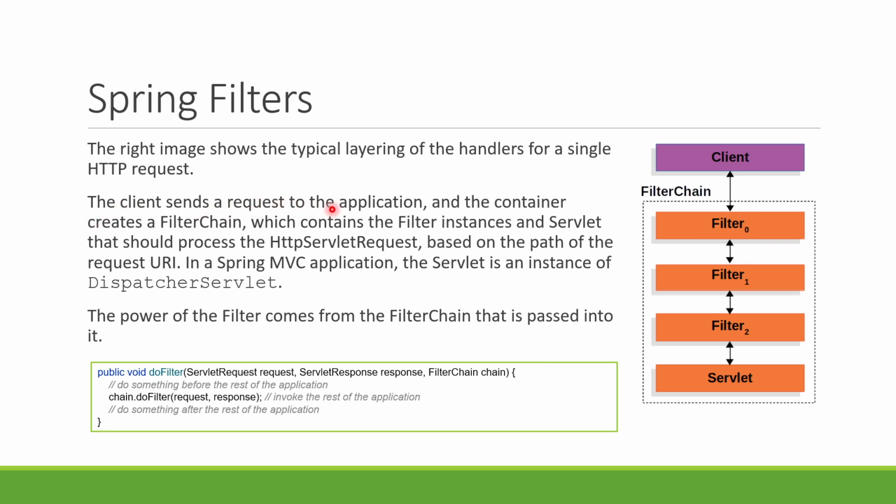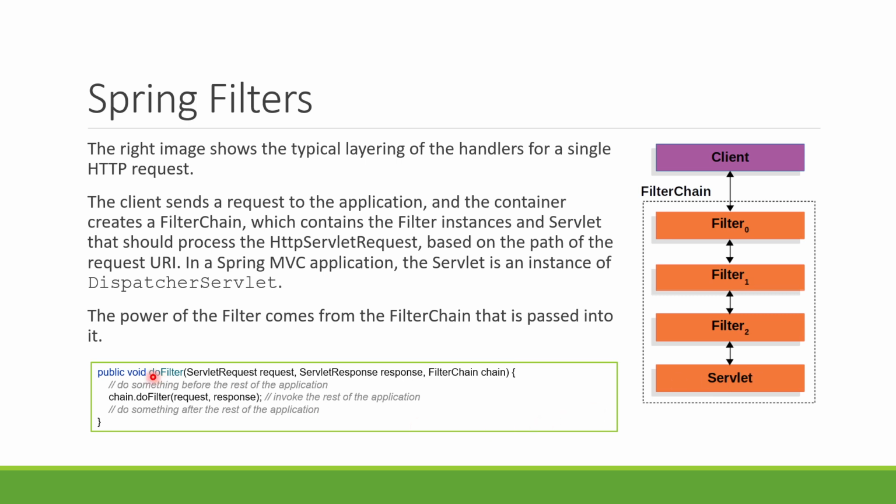So the client sends a request to the application, and the container will create a filter chain based on how your filters are configured. If we are talking about the raw filters, it's based on the URL, how you configured it. When the request comes, it goes through the filter chain created by the container, which contains the filter instances and the servlet that should process the HTTP servlet request based on the path of the URL. You have an annotation called WebFilter to configure it, okay? In Spring MVC, the servlet is an instance of the dispatcher servlet we already covered, because in a Spring MVC application there is only one servlet, the dispatcher servlet.